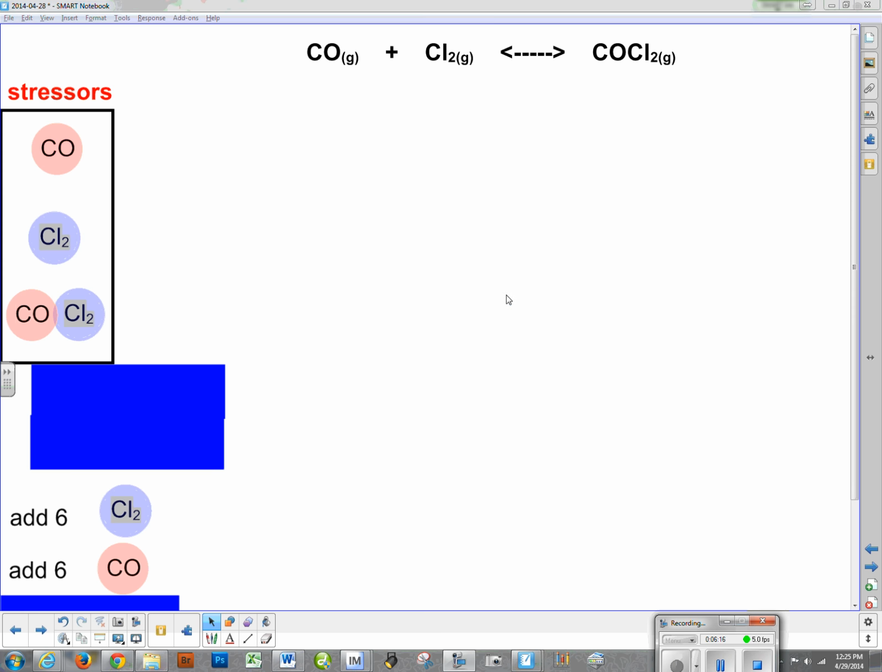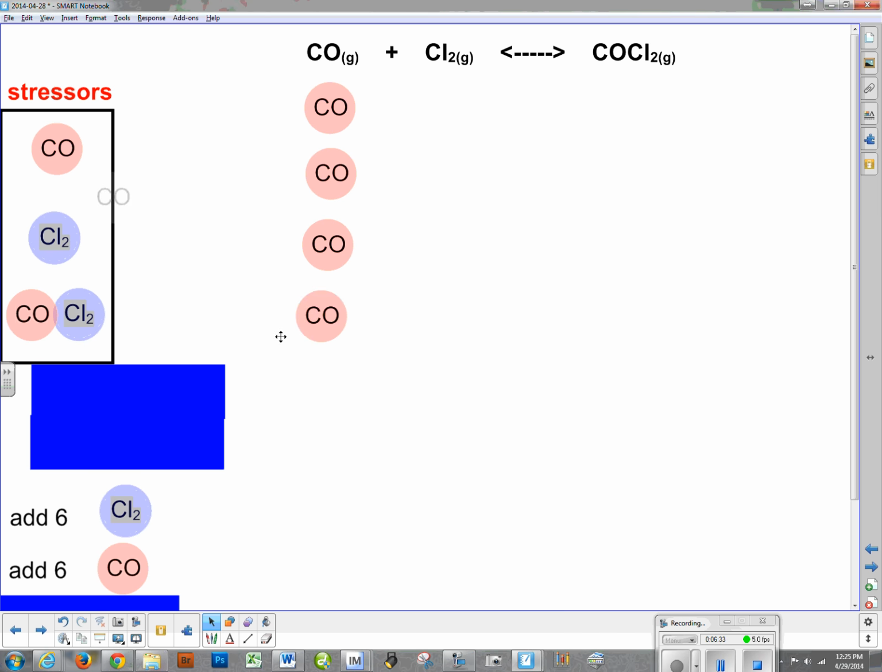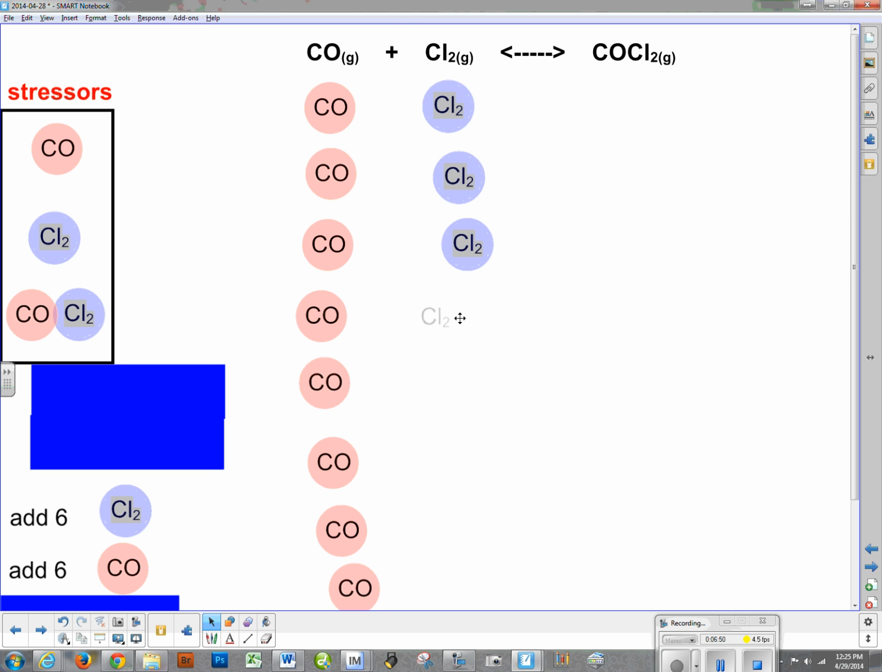So in that last screen, before we did anything, we actually added 6 of each of these, and let's just put them in. Actually, let's make 8 of each. 1, 2, 3, 4, 5, 6, 7, 8. And then let's put in 8 of these guys, because we need them in equal amounts, don't we? Because it's a 1-to-1 ratio according to the balanced equation. So here we go, we're putting in our chlorines, and what's going to happen? What's going to happen is this reaction is going to occur.